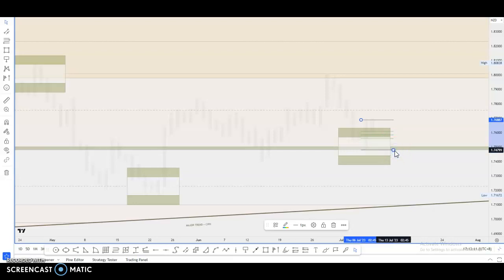So I will just leave it. Okay, I'm just explaining. I will just delete that one. So we will go back. Where is the fair value gap here? So the fair value gap here, where is the gap?